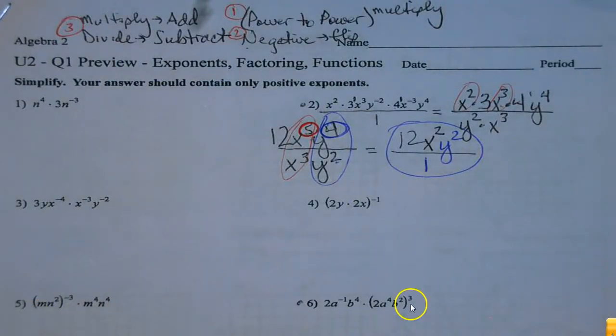So we are taking a peek today at the first quiz preview in Unit 2. The top says it all: exponents, factoring, and functions. We're going to start with the exponents. And as you'll notice, we've already got a couple problems done on here. We started to look at this yesterday.